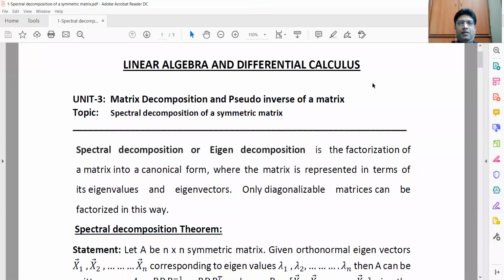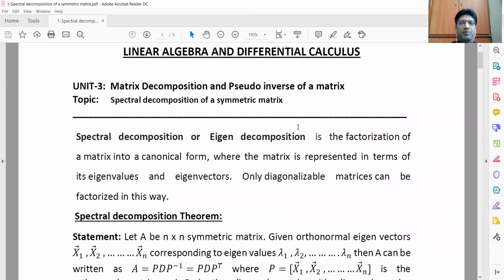Hello, welcome to the third unit, matrix decomposition and pseudo-inverse of a matrix. In this video, we are going to see the spectral decomposition of a symmetric matrix. We know what is meant by a symmetric matrix.